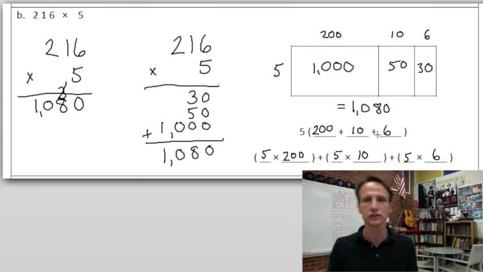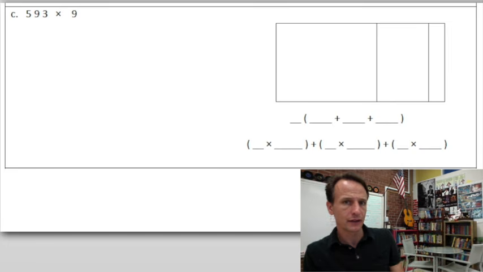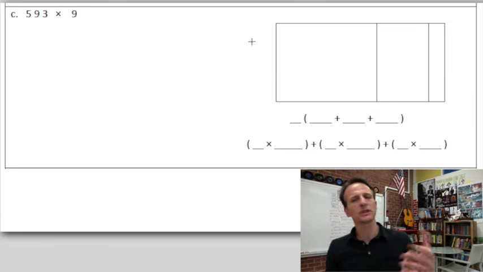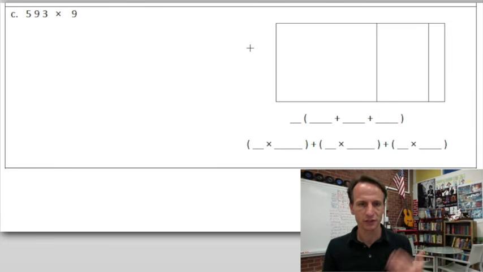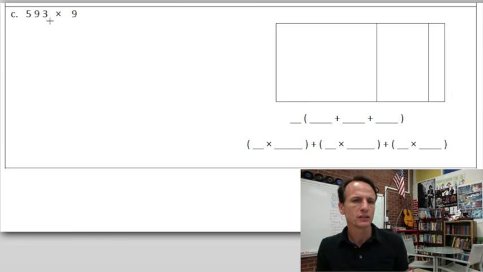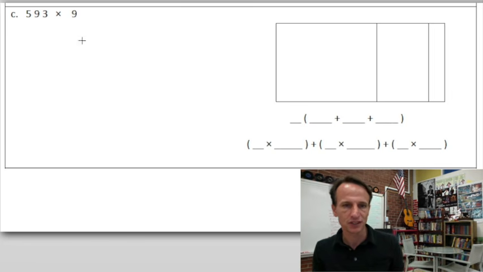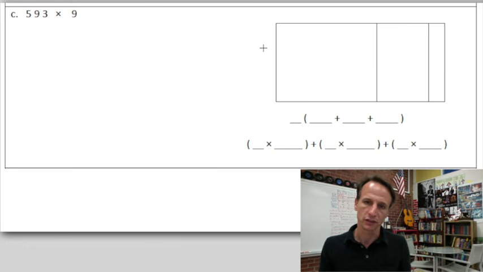Let's go on to 1C. All right, now in 1C, we have more of the same, but they're giving us a little bit less to go on. We have to figure more things out ourselves. So we're looking at 593 times 9. Fret not, dear ones. Here we are.